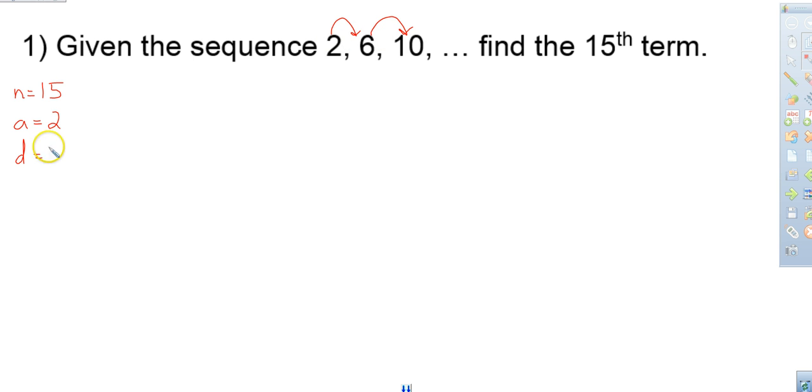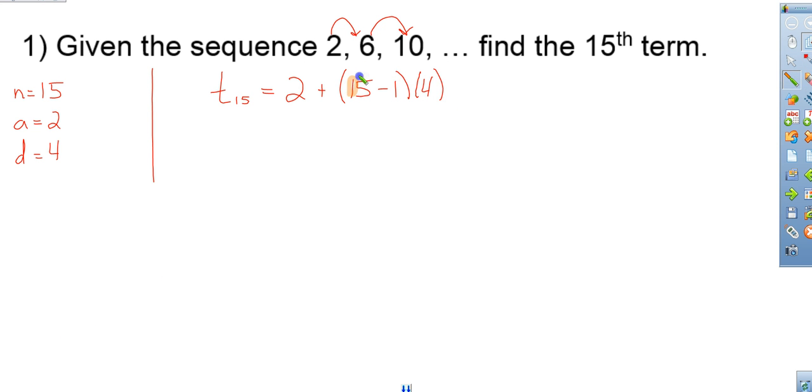Now, you can just see this one visually pretty easily. We're adding 4. So if I want to figure out term number 15, so lowercase t with a subscript 15 would be equal to 2 plus, so that's the a value plus, and then n minus 1, so 15 minus 1 times d. I don't need to put d though because I know that it is 4. So again, just like in the last slide, what this means is that for term number 15, we're adding the common difference one less time. So we're adding the common difference 14 times.